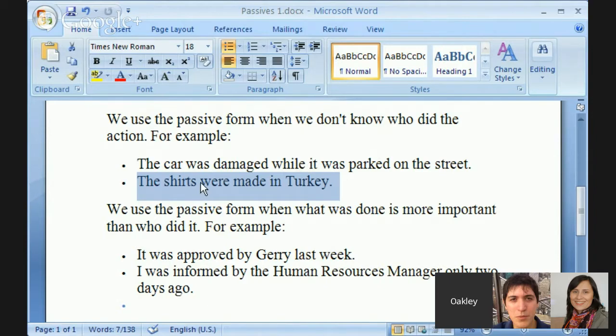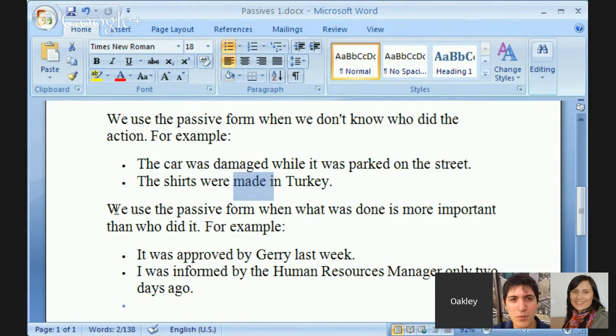Okay, were made. Notice the forms, past tense here in these examples, was and were, and then the past participle. With passive forms, you have to get accustomed to, you have to learn the past participles of verbs because in passives, we always use the past participle of the verb.